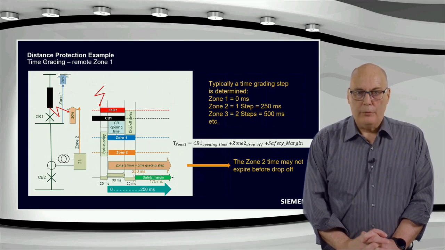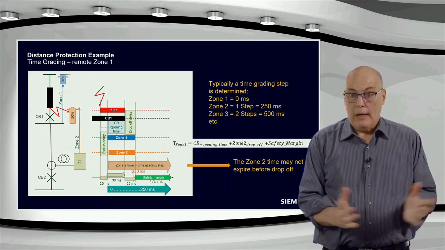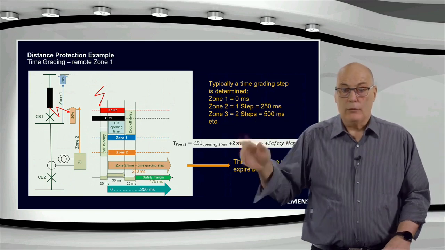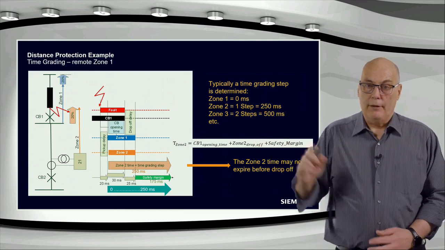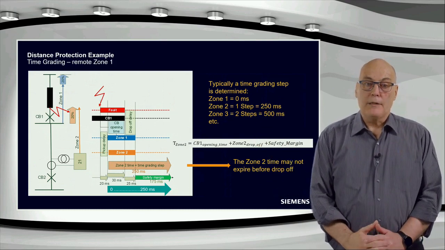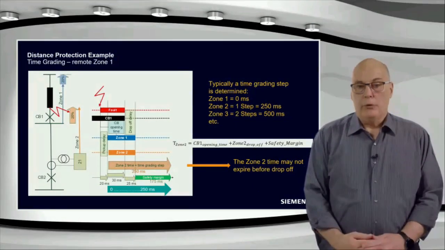What I wanted to get to: time grading is something that someone just accepts, okay, my time grading step is 250 milliseconds or 300 milliseconds or something like that. In this example, we're calculating a 250 millisecond time grading step. But where does that come from? Why do we use that?